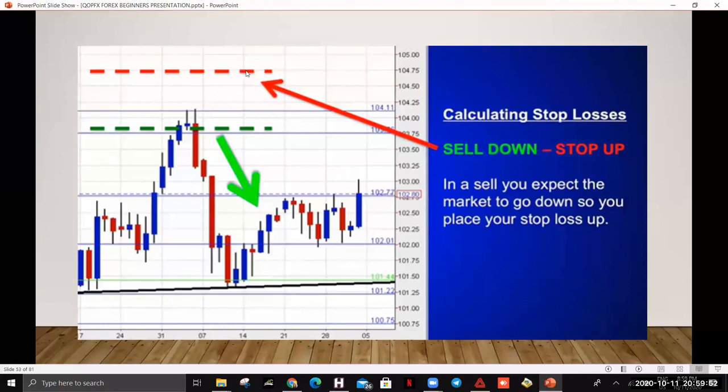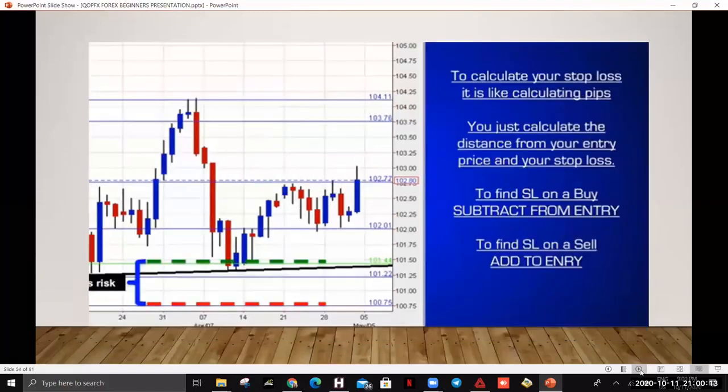Immediately you're in profit, you can as well take this price and move it down here. I'm going to teach you how that works, how to secure your profit when you are already in profit. So this is how your sell goes. For a sell order, your stop loss is above your entry price. The green is the entry price. The red is what? The stop, just like a traffic light. The green says go, the red says what? Stop. Calculating your stop loss is like calculating pips.